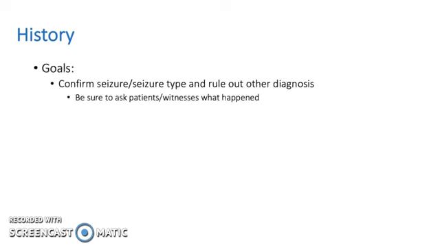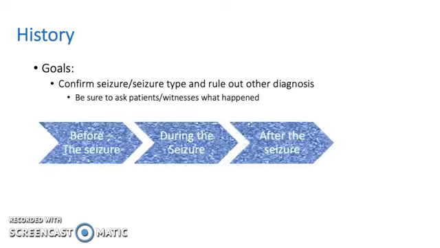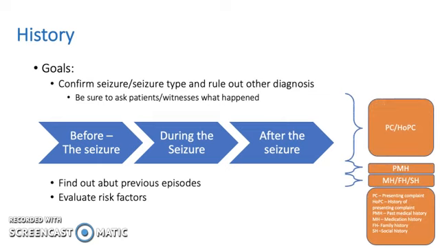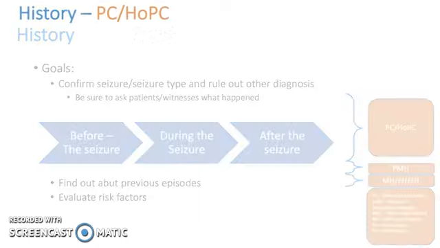The goals of a history where epilepsy is suspected are to rule out other causes that may present in a similar fashion, and also to establish what type of seizure they are likely to have had. The diagnosis of epilepsy is mainly made through the history, so it is very important to get a thorough history of presenting complaint, including what happened before, during, and after the seizure. The past medical history, medication history, and social history can also provide key information in confirming a diagnosis.